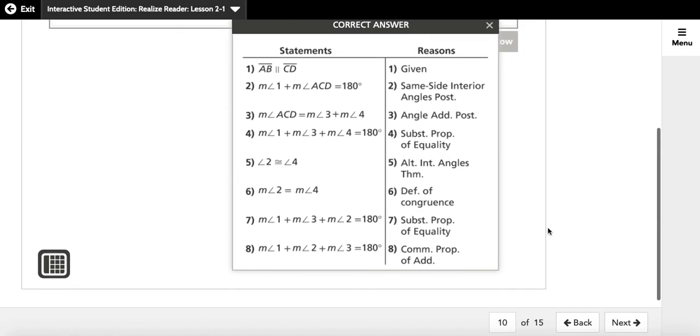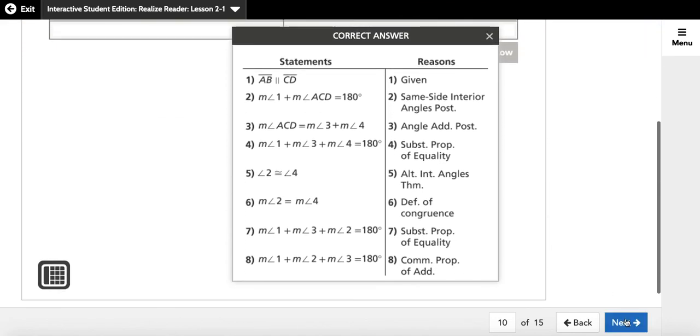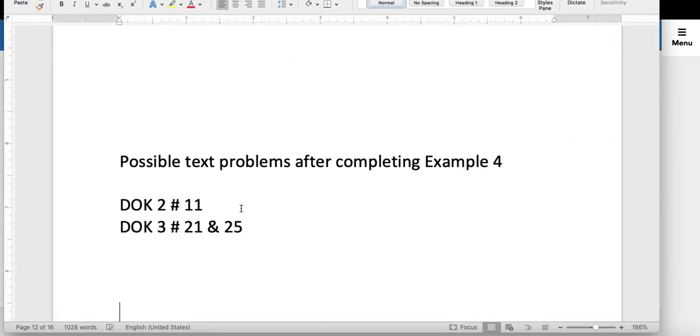All right. Hopefully you don't have to do that many proofs in the homework. Let's see what problems you should be able to do. Numbers 11, 21, and 25.